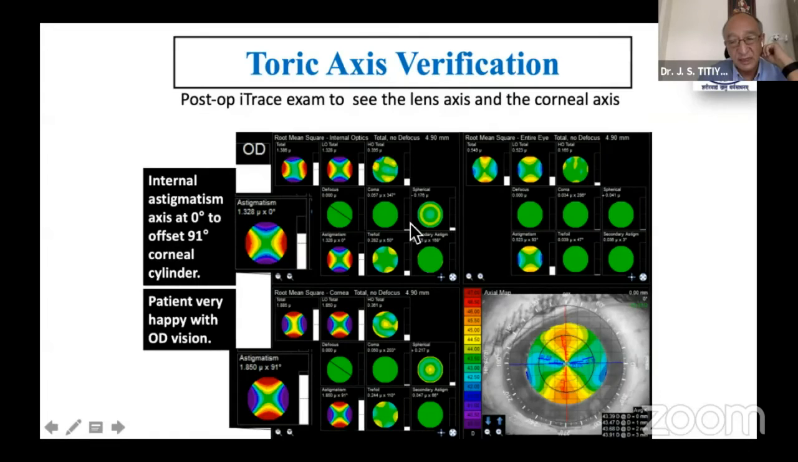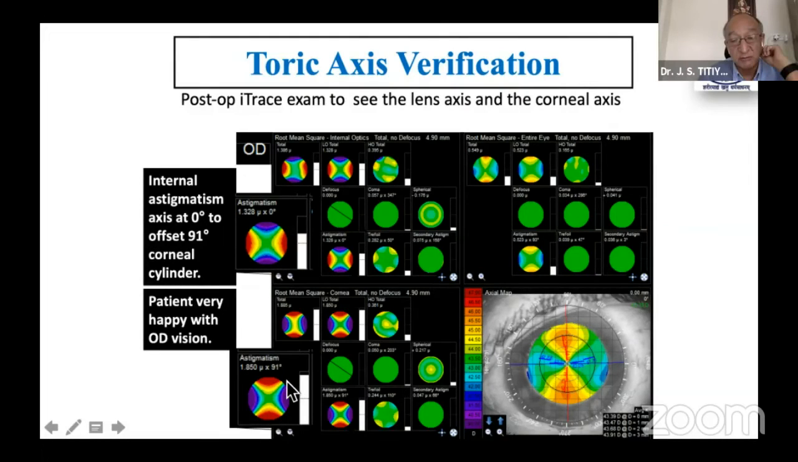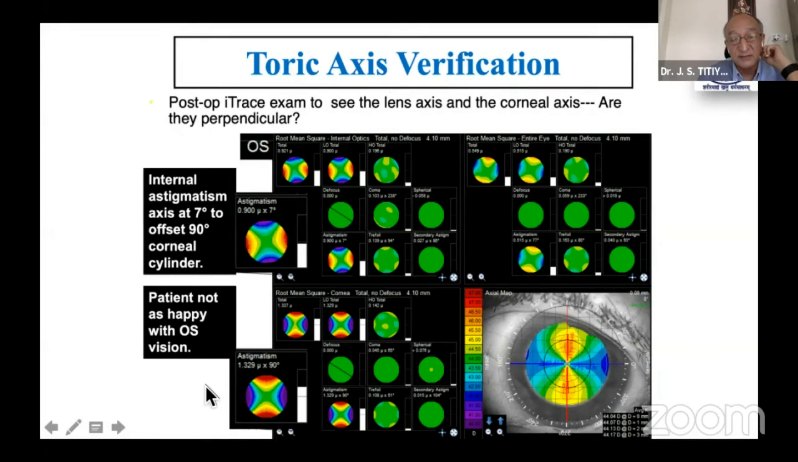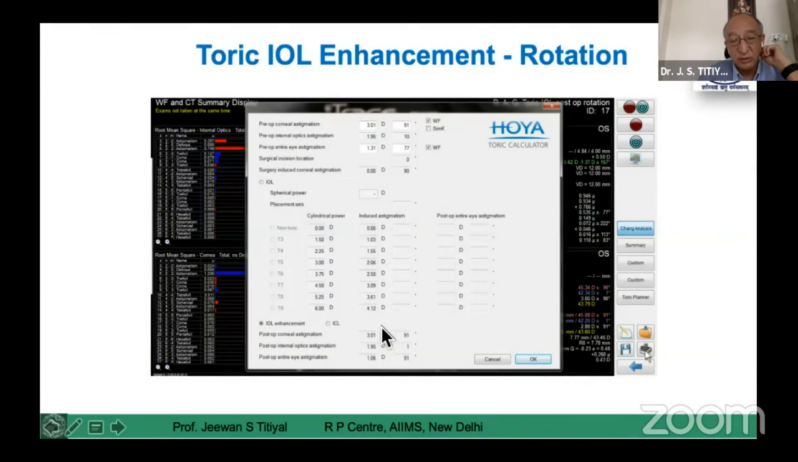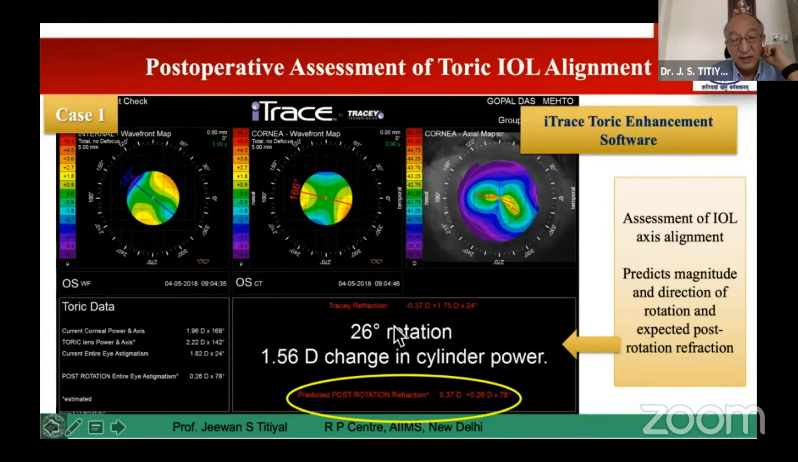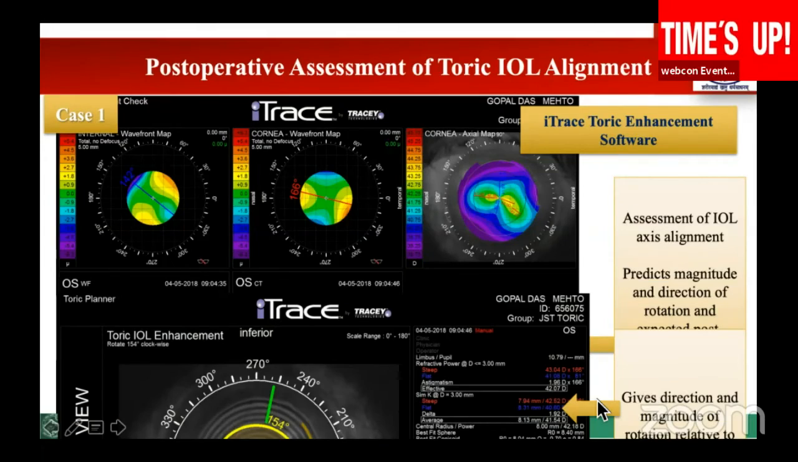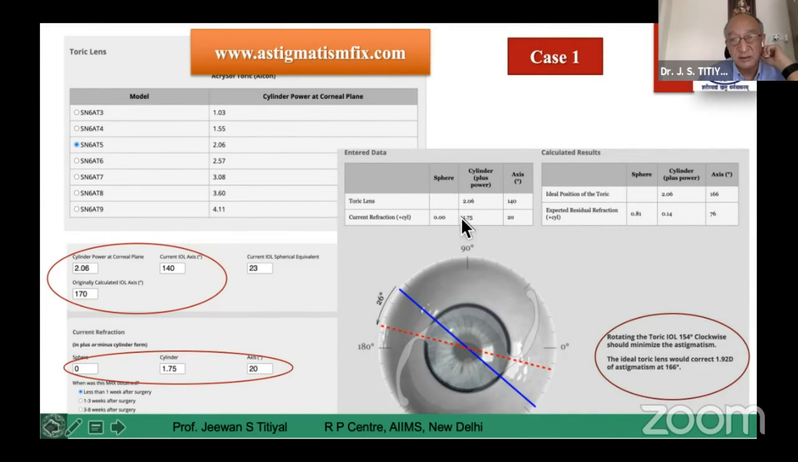These are pictures. And if you look into wavefront, we are looking for the perpendicularity of the internal astigmatism and the corneal wavefront. If they are perpendicular, the patient is happy. If they are not perpendicular, then the patient is not happy. So that is very important if you look at wavefront for these patients. Toric enhancement also will tell you how much rotation is required for a particular case. And with that rotation, how much change will occur in the corneal refractive power, the actual refractive power, and what will be the post-op residual astigmatism for this patient. That is a great tool to have to give you analysis here. And the same can be checked with astigmaticfix.com, which gives you the same results here.